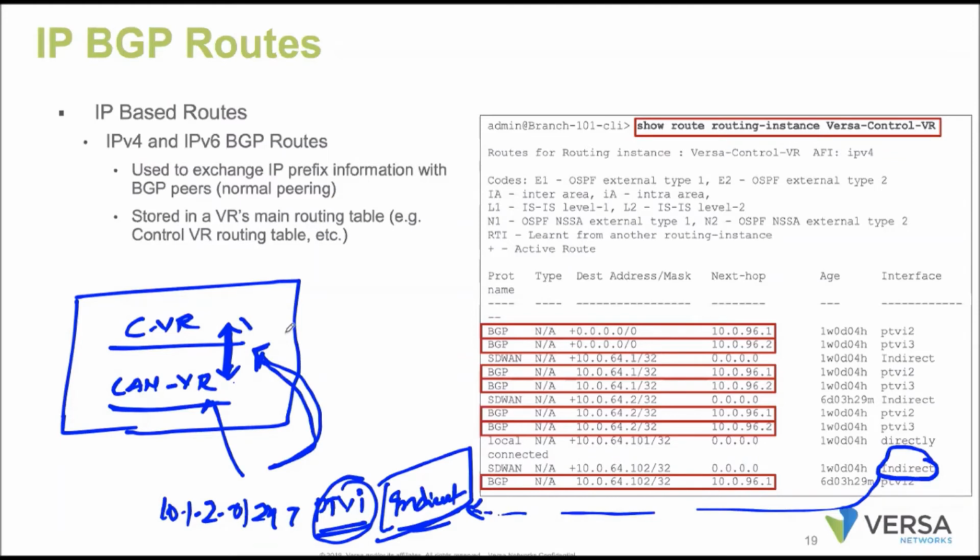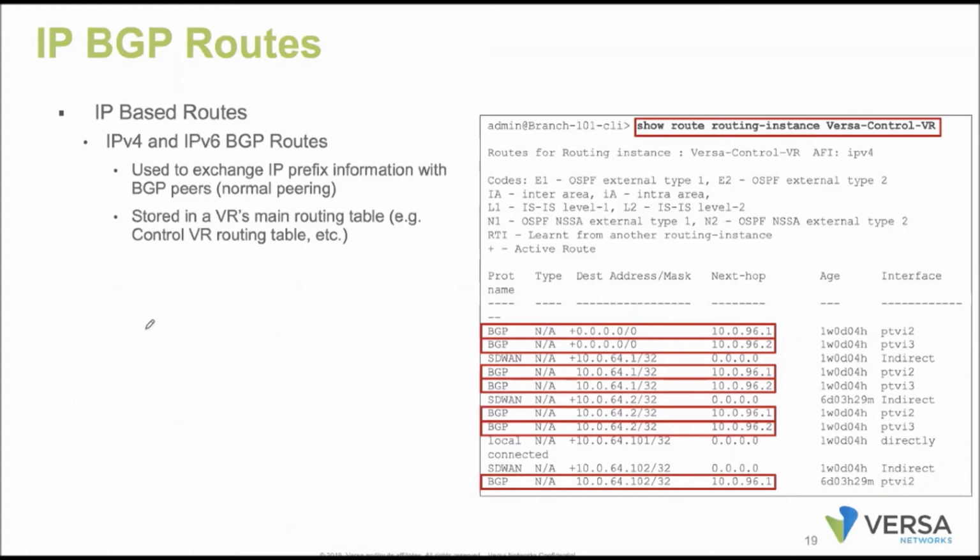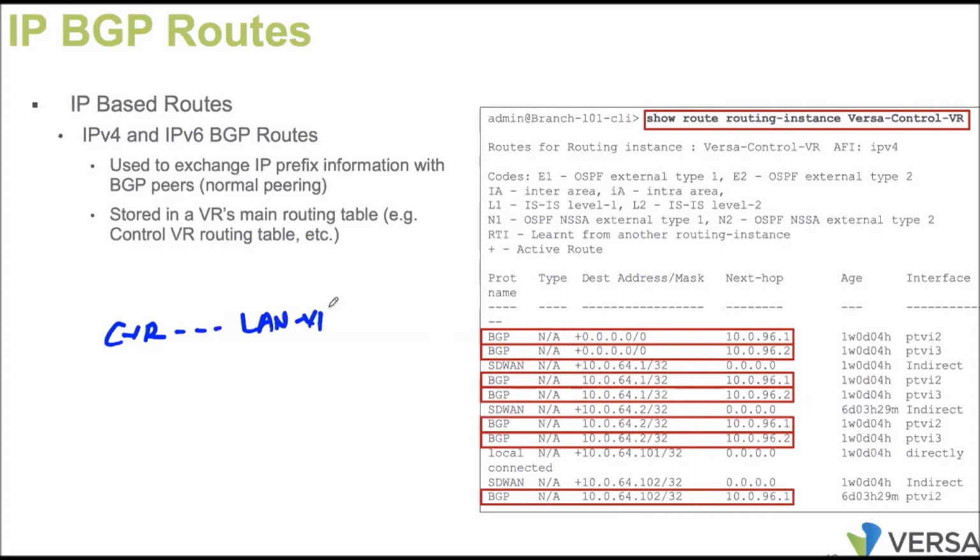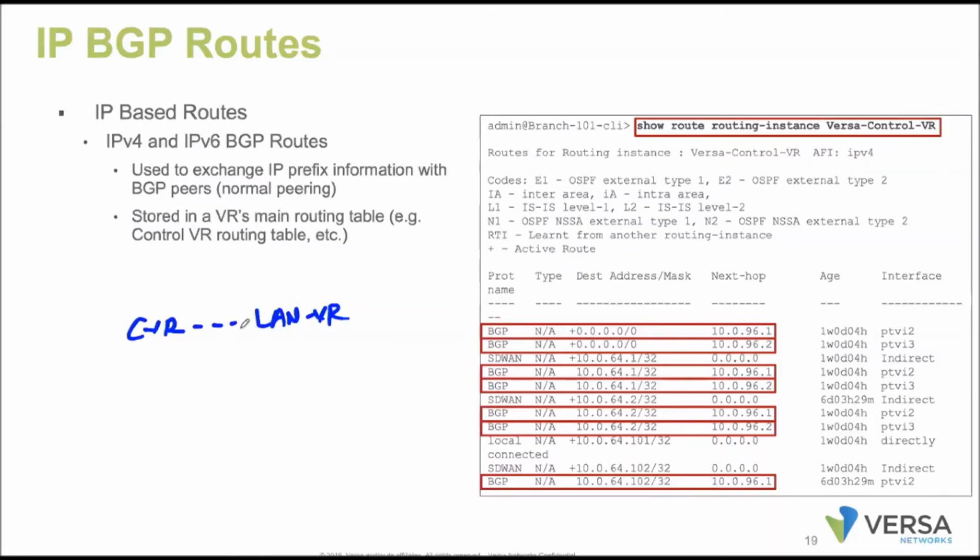That's fine, Hari. So my question is, is there some relation between the control VR and the LAN VR now? Without a relation, how is the MPBGP route, that is the VPN-v4 route, converted, when LAN is having IPv4 routes? How is the conversion happening?